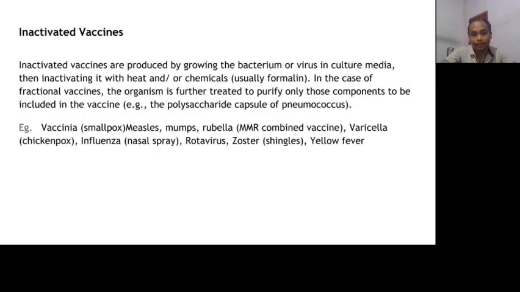Then comes the inactivated vaccine. Inactivated vaccines are produced by growing the bacteria or virus in a cultured media, then inactivating it with heat or chemicals; usually formalin is used. In the case of fractional vaccines, the organism is further treated to purify only those components to be included in the vaccines. Example: the polysaccharide capsule of pneumococcus. Other examples are vaccines for smallpox, measles, mumps, rubella, varicella, chickenpox, influenza, rotavirus, zoster, and yellow fever. These are the viruses against which inactivated vaccines were applied.